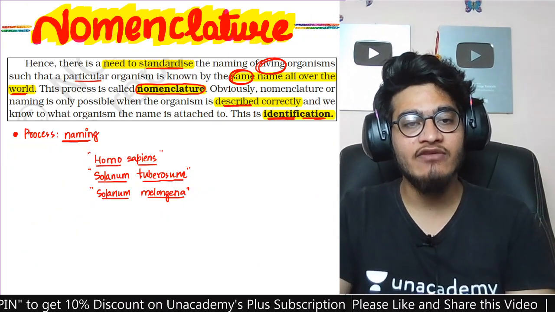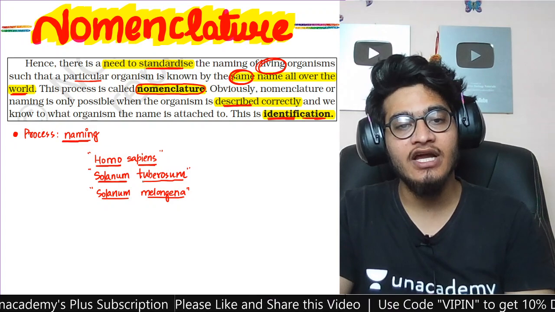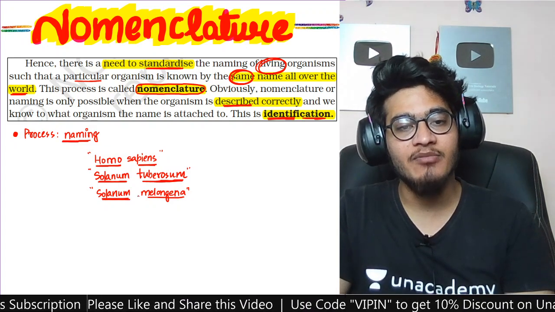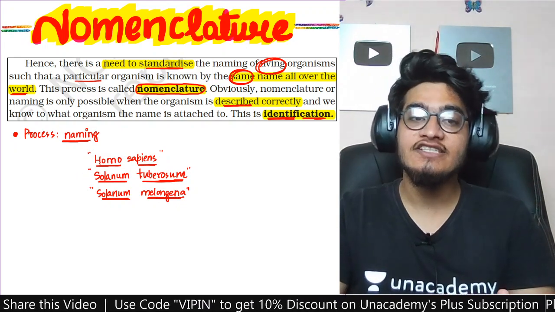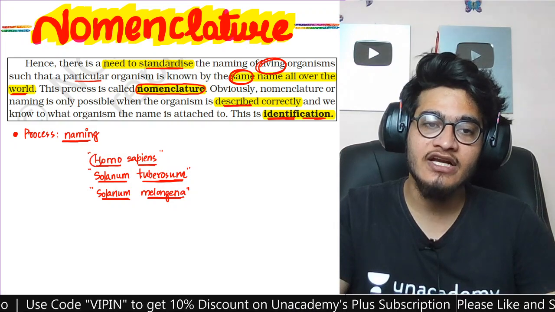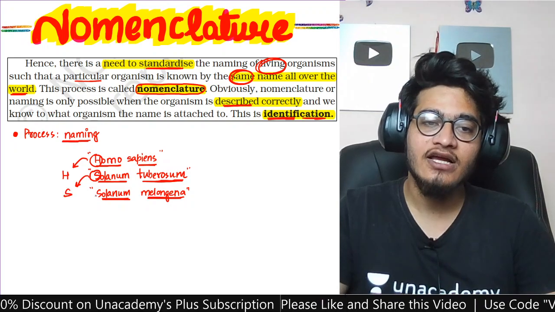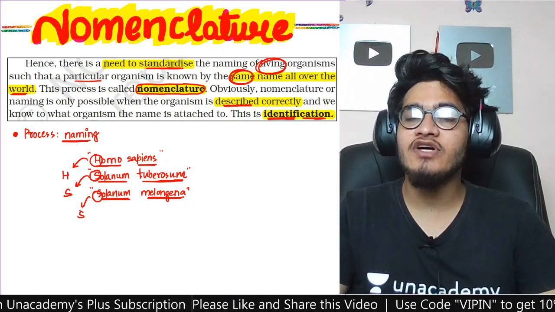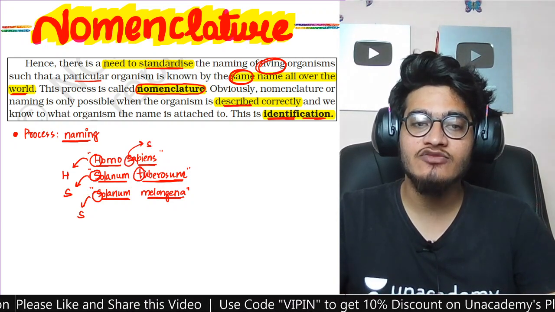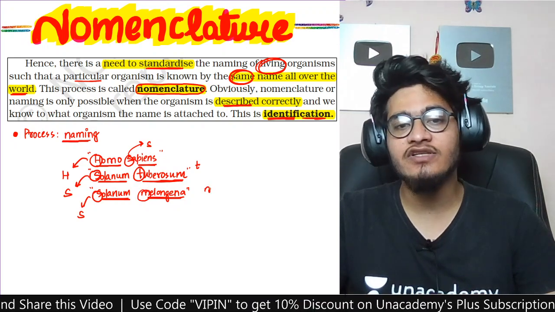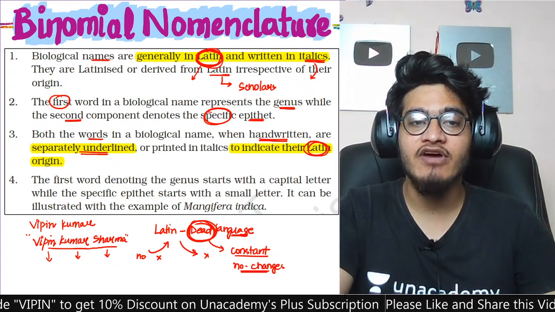For example, I have written Homo sapiens. Homo is separately underlined, sapiens is separately underlined. Solanum is separately underlined, tuberosum is separately underlined. Solanum is separately underlined, melongena is separately underlined. So these are the correct names that I have written here. The second thing you can note from these names is that the first alphabet of the genus is capital: capital H, capital S, capital S. But the first alphabet of the species is obviously small: small s, small t, small m. That's how the naming is done in the final system.